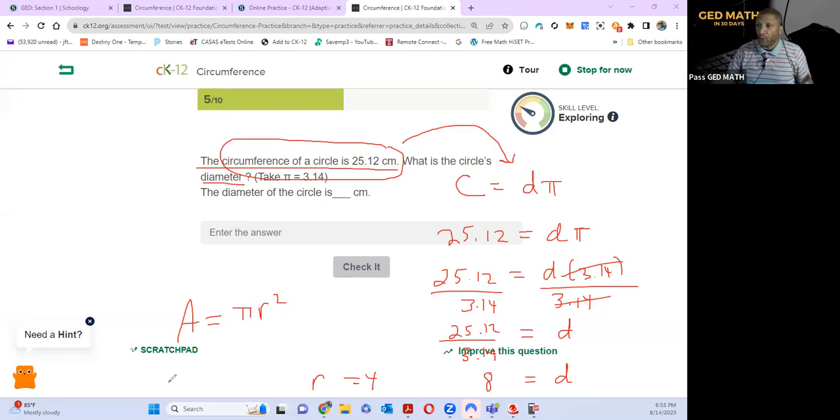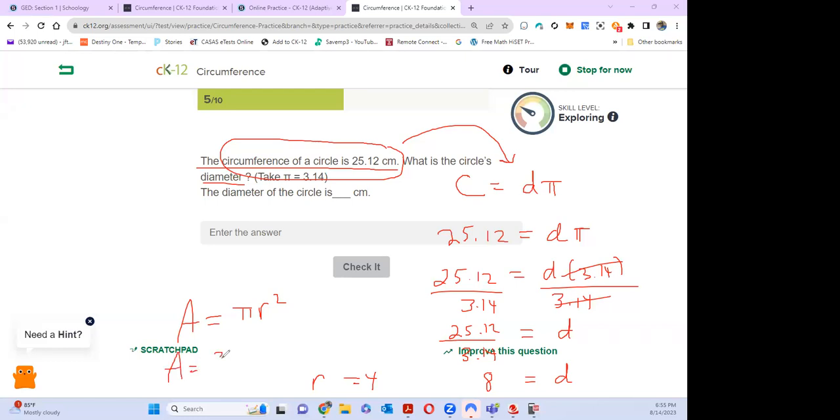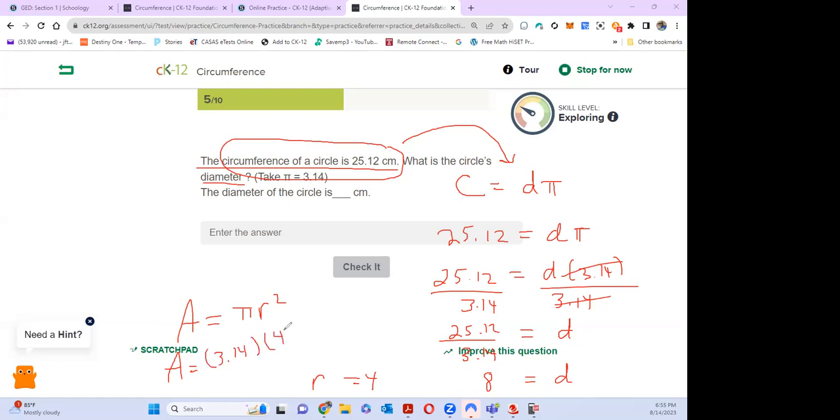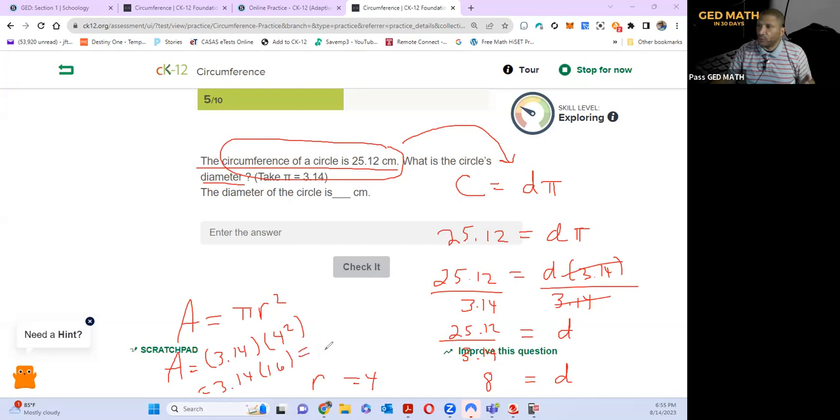So area equals pi r squared. Do I know what pi is? 3.14. What's r? r is 4. What's 4 squared? 4 squared is 16. Put 16 times 3.14 in your calculator.